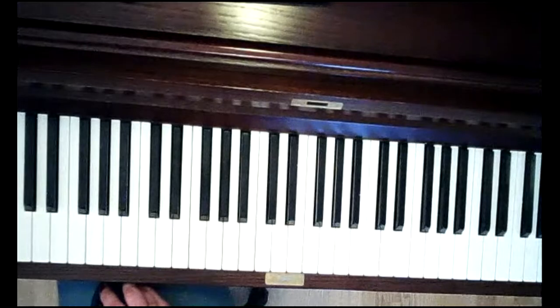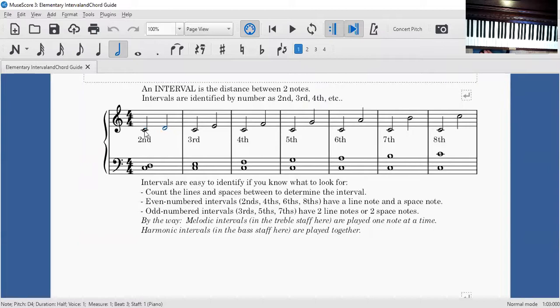So when two notes are a second apart, like C and D, you notice that C is a line note and D is a space note. I've also written C and D down here. You see these two whole notes, these are a harmonic interval. Harmonic intervals in the bass staff, those are notes played together at the same time. Melodic intervals are played one at a time. But in the bass staff, the C is a space note and the D is a line note. And the treble staff, middle C is a line note, D is a space note.